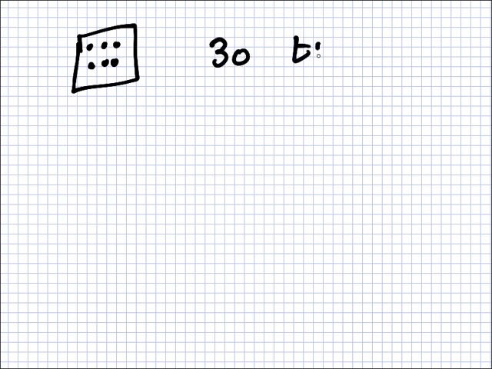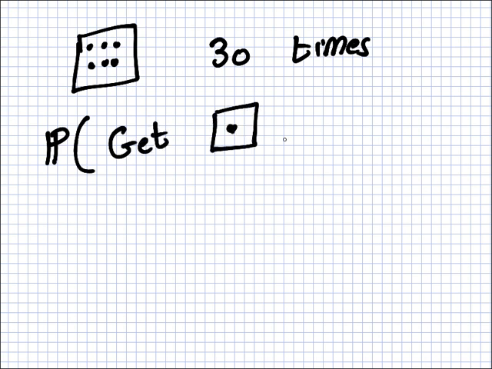Okay, so let's have another one again. We roll a die, and we'll do it the maximum, 30 times. And my question is, what's the probability that you get a 1, let's say 10 or fewer times?